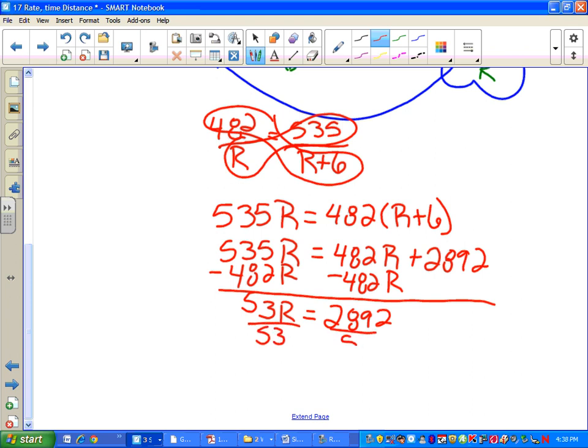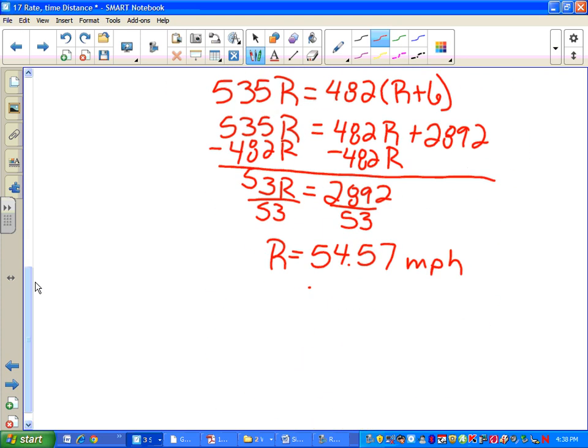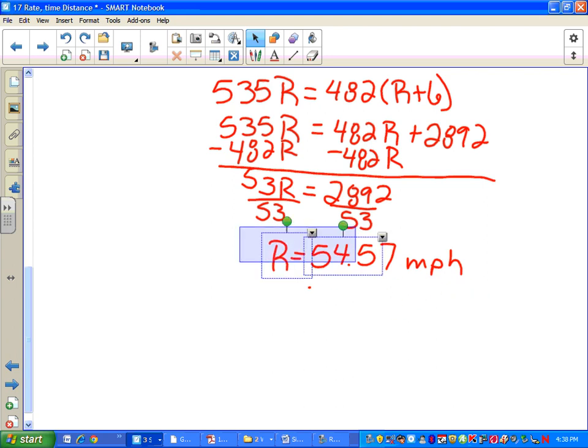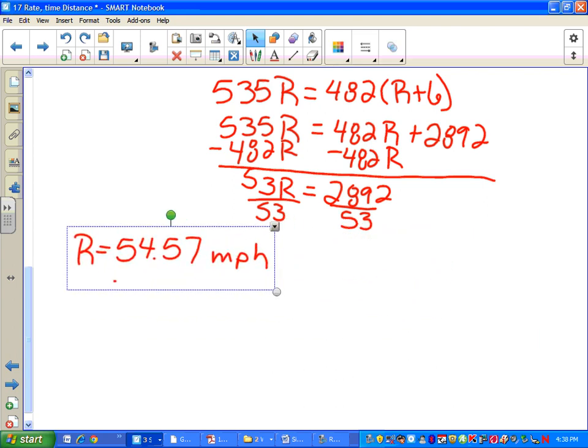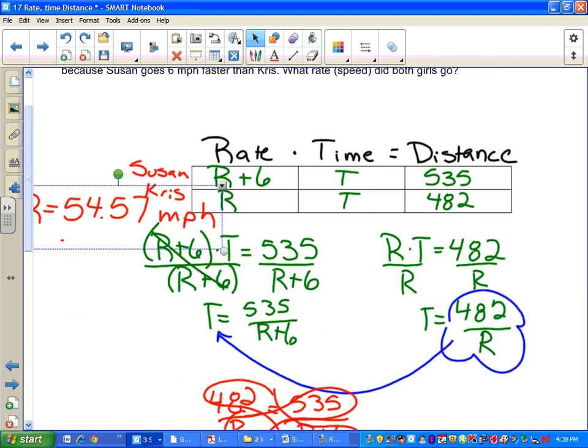Let's show our work here. And the rate is 54.566. So we'll put 54.57. And that would be miles per hour. So let's go back. We wanted both rates. Let's carry this up to our table where we can see.